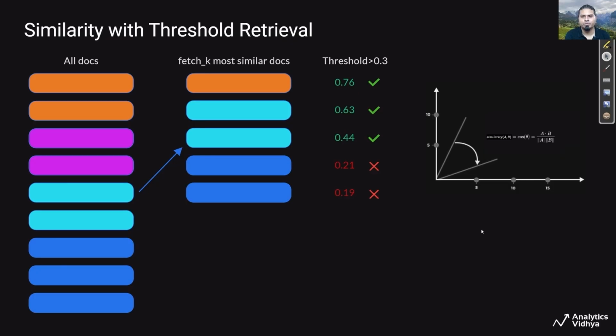What about similarity with threshold retrieval? So this is where you use a similarity function, just like cosine similarity. Given an input question, it will find the most similar documents to your question based on cosine similarity between the question's embedding and the document embedding. And then it applies a threshold. So let's say if you set the threshold to 0.3, only the documents which are above the threshold will get returned, and the documents below the threshold will not be returned. So that is known as similarity with threshold retrieval.